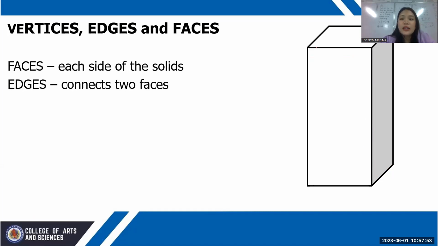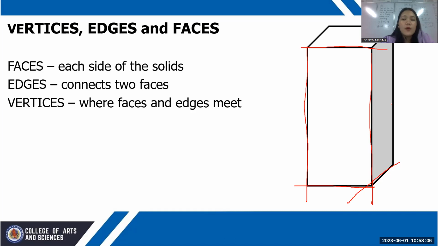When we say edges, all the straight lines that you see, these are all your edges. Okay? Edge, edge, edge. While when we say vertices, it's the same idea as earlier.